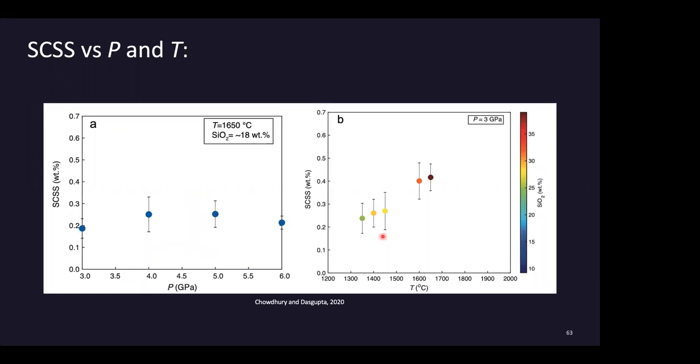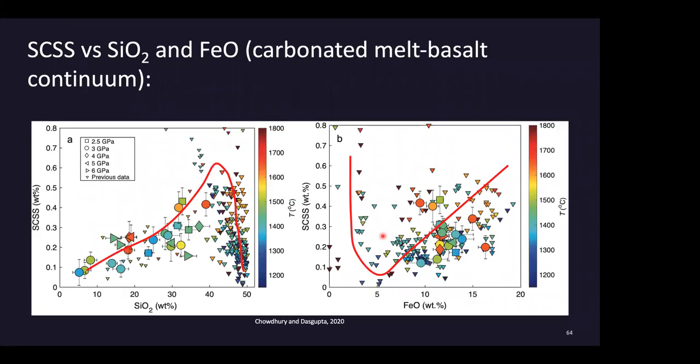Now we want to see a whole continuum of carbonatite to a basalt, and when we see the carbonatite to a basalt with SiO2, we see that SCSS first increases to a maximum and then starts to decrease when carbon dioxide gets removed from the system. And with FeO, we see that first it starts to decrease, reaches a minimum at around 5 weight% FeO, and then starts to increase.